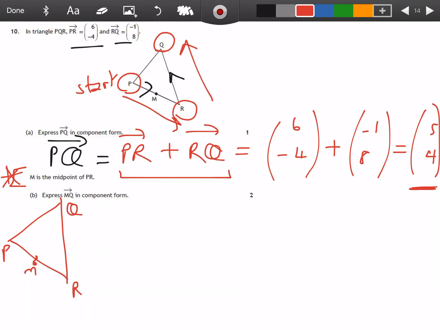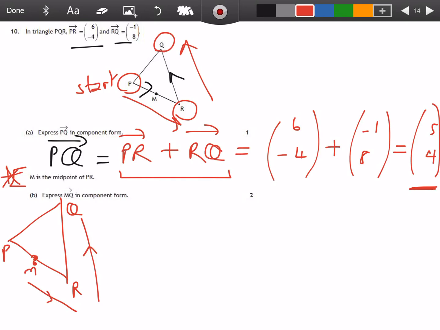Right, so we have to show how to get from M to Q. So we're going to start at M, and we're going to go M to R, and then go R to Q. Right, we've got the vector RQ. We were told at the beginning it's (-1, 8).